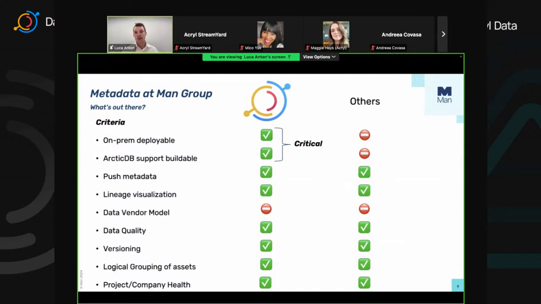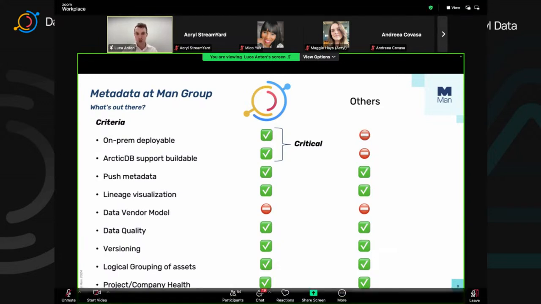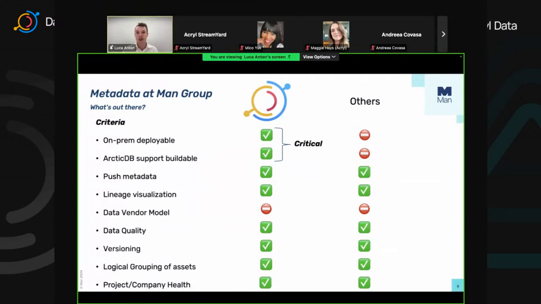But we were looking for some other features as well. So for example, we want to scrape metadata from RTDB, but we also want to be able to gather metadata, so push metadata into DataHub from different sources, not only scraping. So that was very important for us as well. And as mentioned, having some sort of data vendor model is great. It is quite niche, so it wasn't really modeled, but we're hoping to build it ourselves. This slide sort of illustrates why we went out and built a POC of DataHub internally.